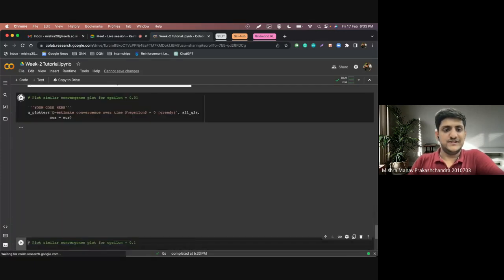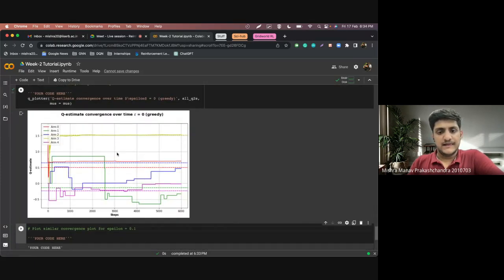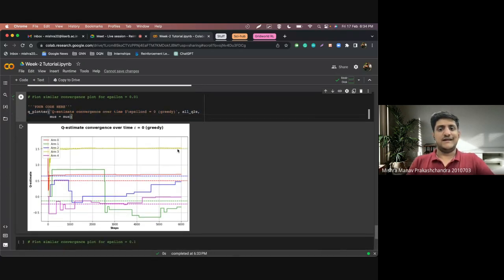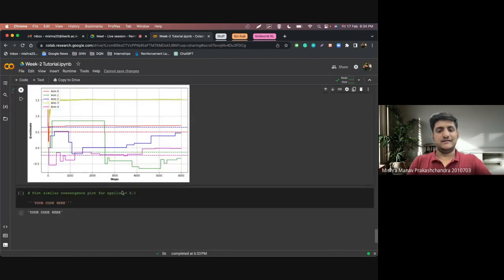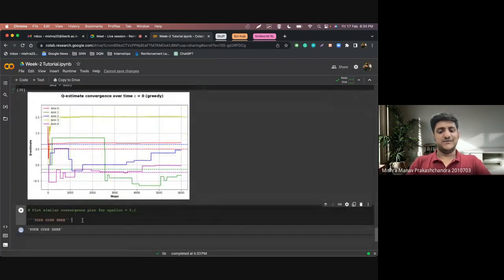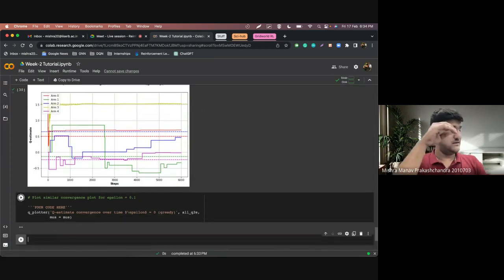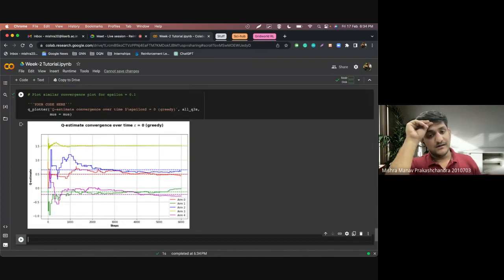Okay, this doesn't show anything for some reason. Some better behavior is obviously there, but yeah, there's still improvement that is required. Maybe you can play around with this later on. You can try changing the epsilon quantity, the number of time steps you want to train it for. And lastly, we see it for epsilon equal to 0.1. See, with increase in epsilon, I am getting better and better convergence.